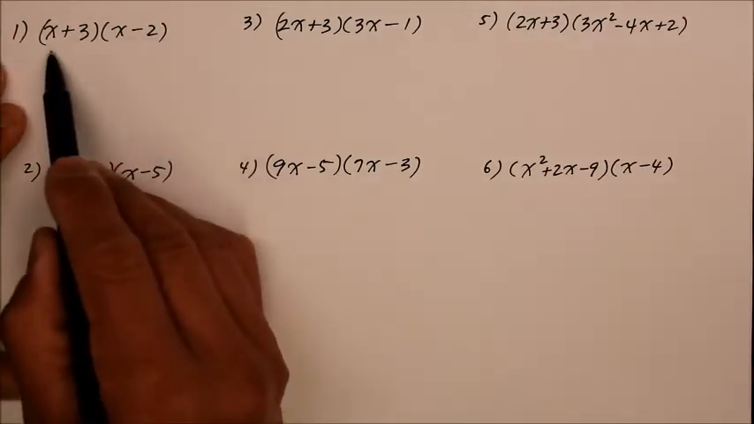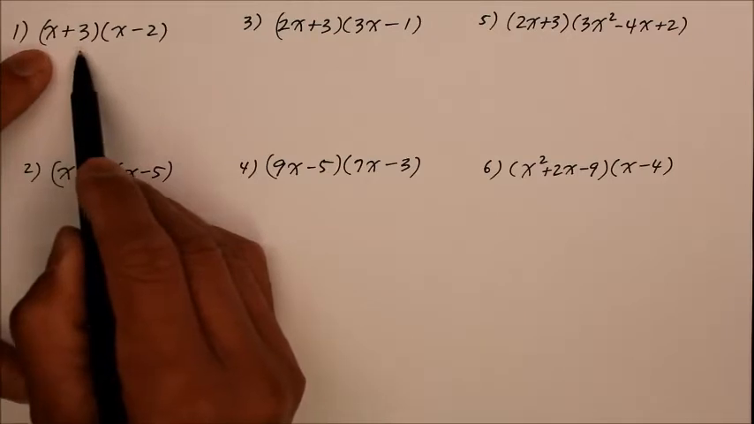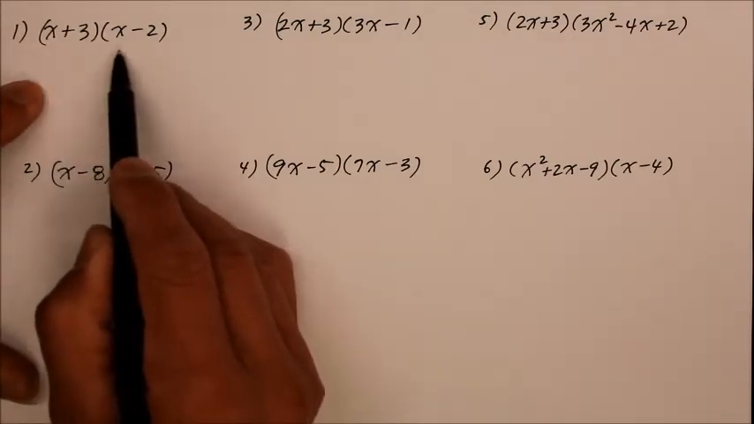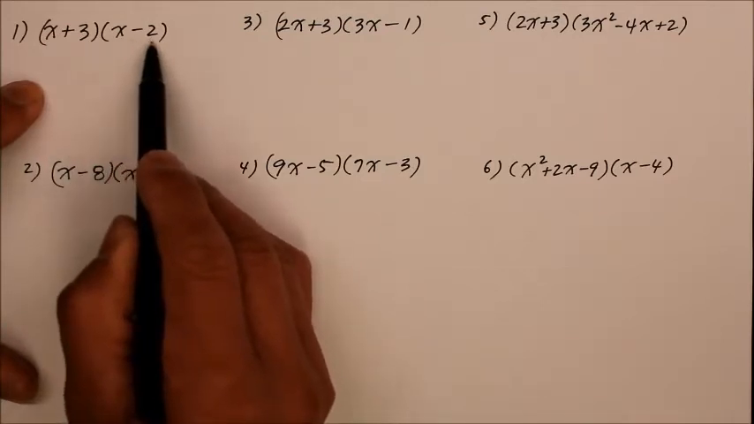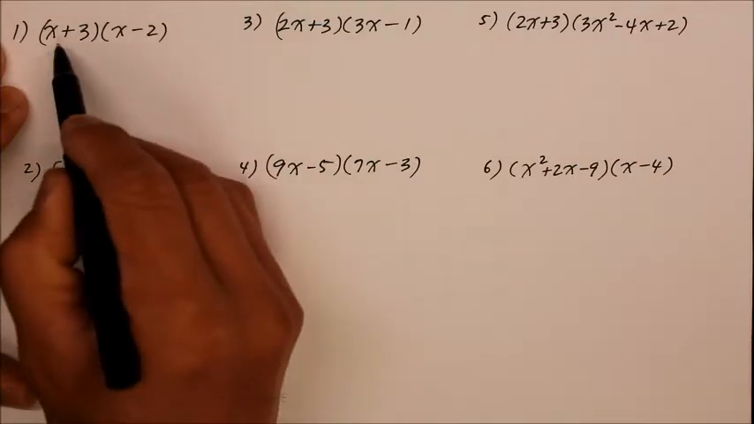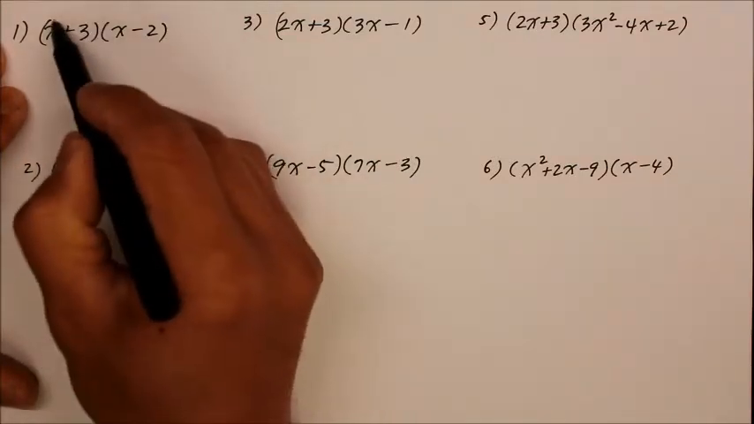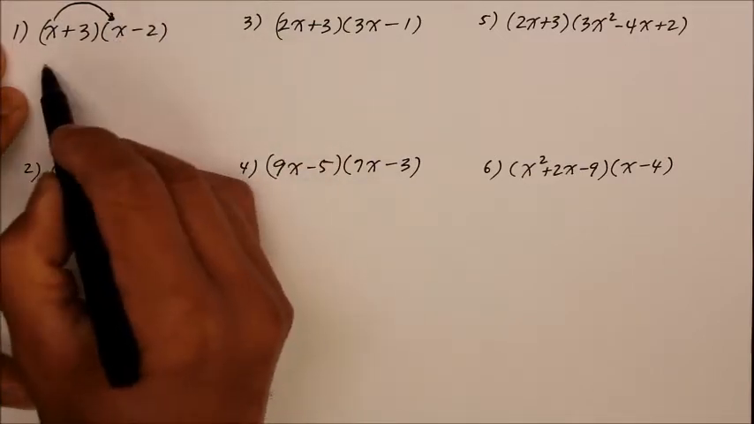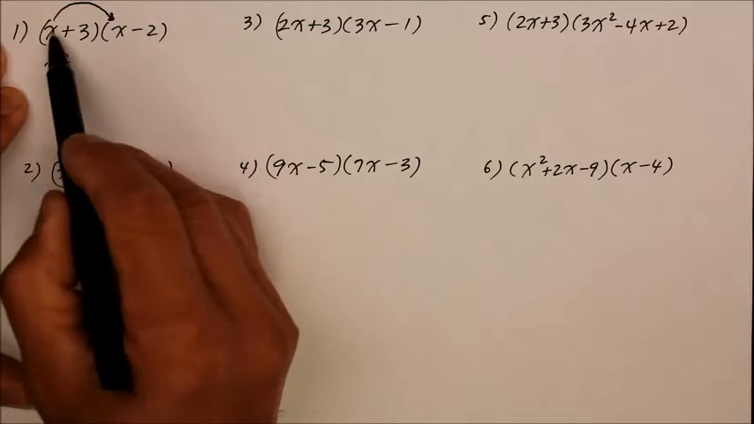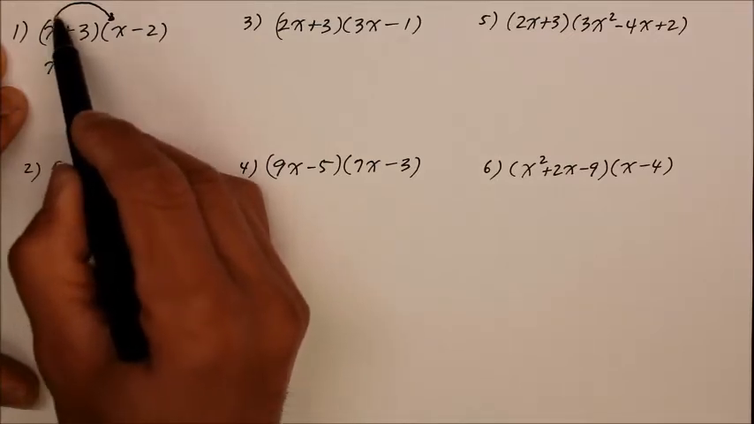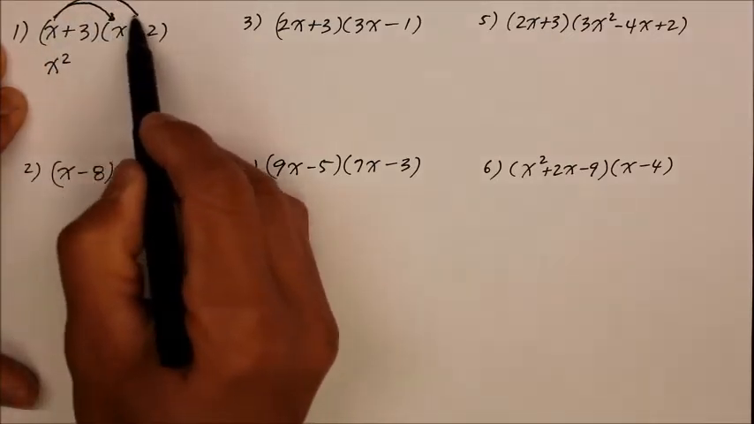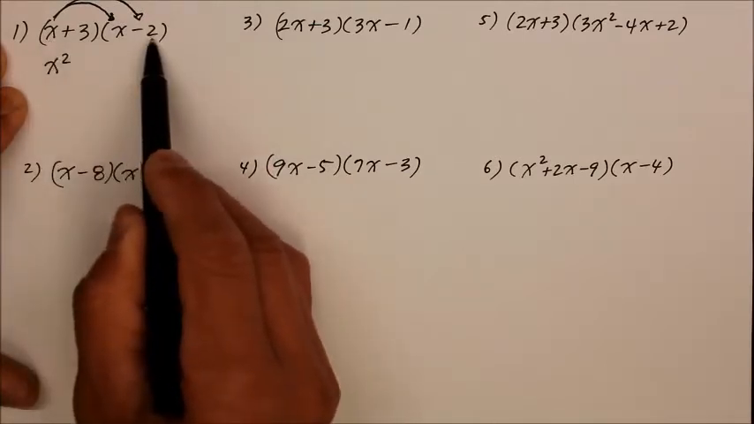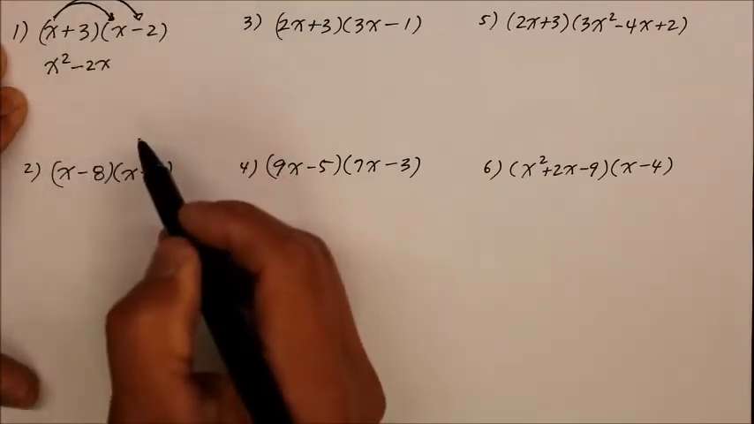On the plane, we have two flight attendants, the X and the 3. And on the small plane, we have two passengers, X and a -2. During the flight, the first flight attendant, the X, is going to take care of the first passenger. So X times X is X squared. And now, the flight attendant is going to take care of the second passenger. So X times -2 is -2X.